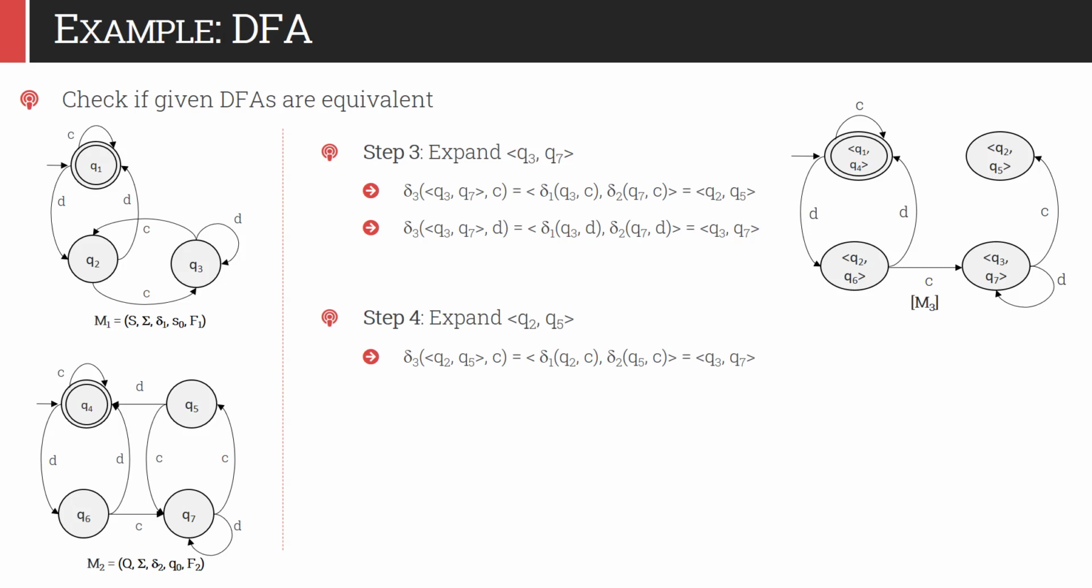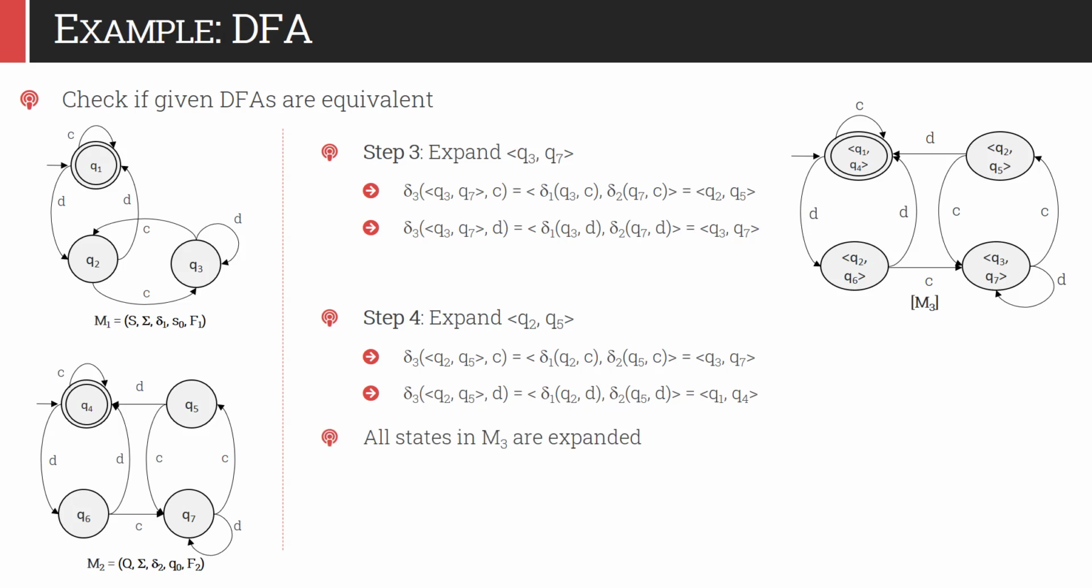Okay? So next step is to expand Q2, Q5. When we read C from Q2, Q5, we are moving to Q3, Q7. So we will add arc like this on reading C from Q2, Q5. Now we will read D from this state. So delta 3 Q2, Q5D lead us to Q1, Q4. So we have to show the transition like this. Now all four states are already expanded, so our algorithm will hold here. Okay, expansion part is done.